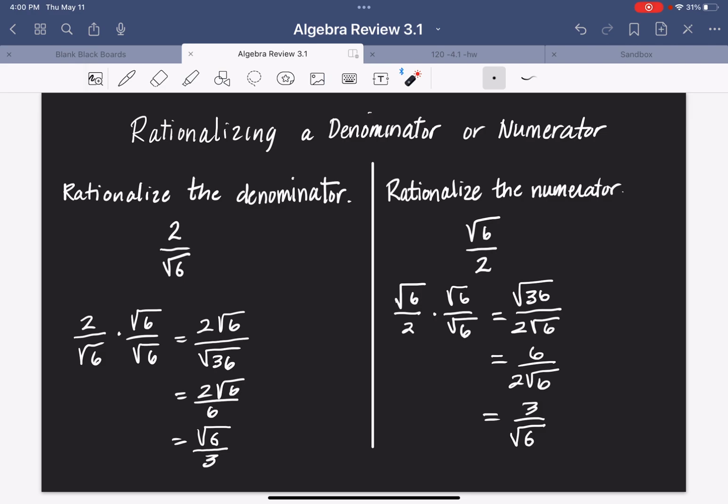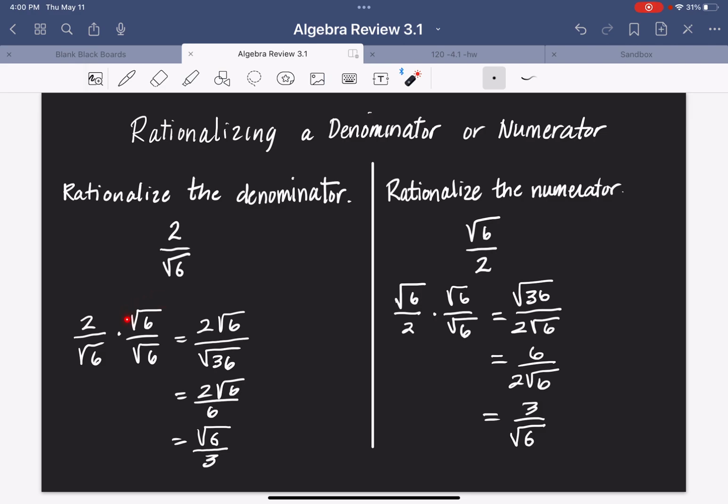It's a simple technique. All I'm going to do is multiply this denominator times itself. When you multiply a square root times itself, you always get a perfect square, and so you'll always get the number that's inside. So the square root of 6 times the square root of 6 is going to be 6, because that's the square root of 36.